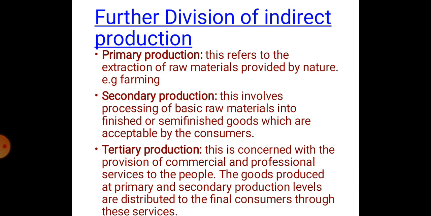Number three, tertiary production. This is concerned with the provision of commercial and professional services to the people. The goods produced at primary and secondary production levels are distributed to the final consumers through these services, such as transportation, warehousing, insurance. All these are commercial activities, and legal services such as services of soldier, of police, etc.